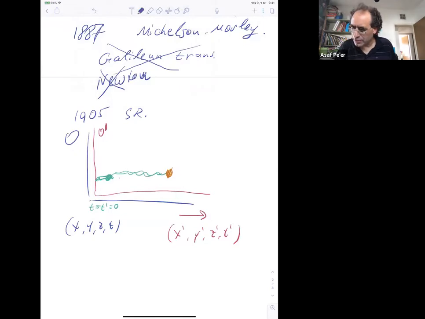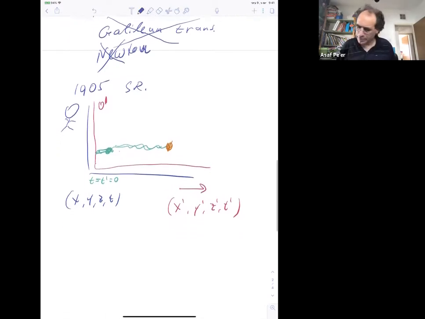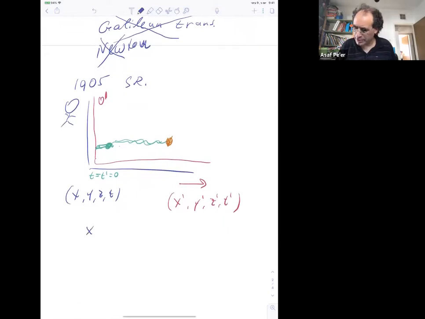if I ask the observer O to tell me where is the crest of the light, it's a spherical wave, so it will say this occurred at location x squared plus y squared plus z squared, which is equal to c squared t squared, because the light travels at the speed of light.